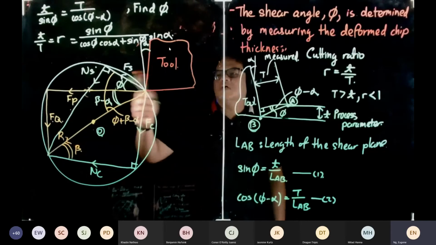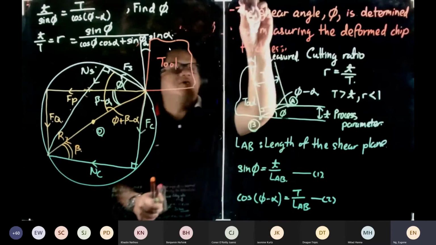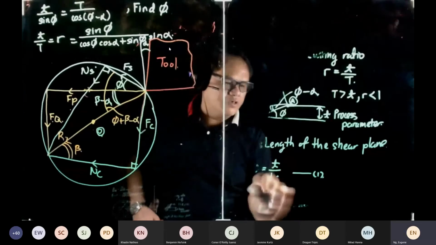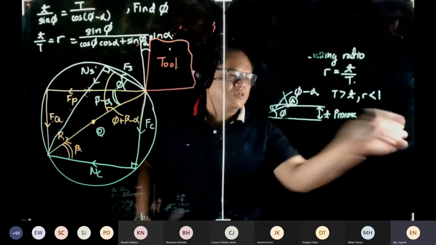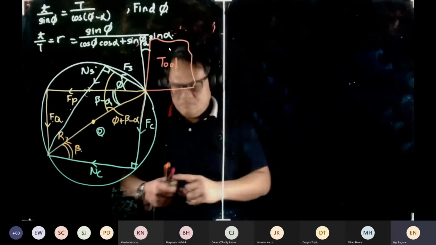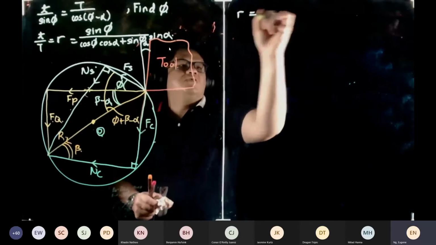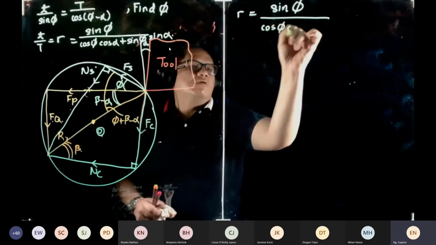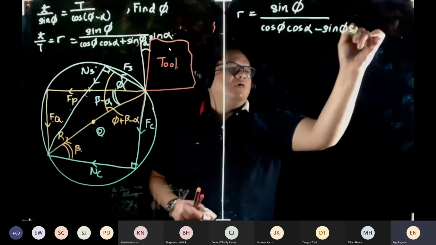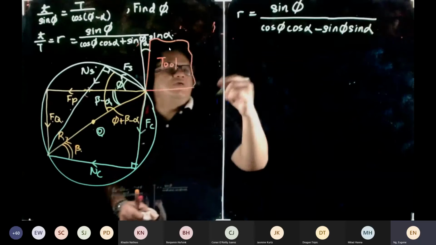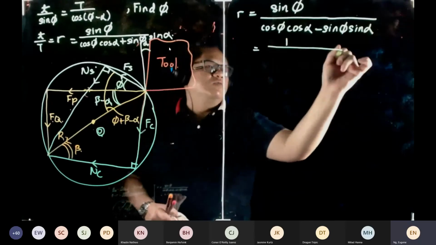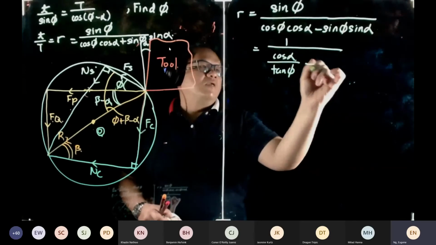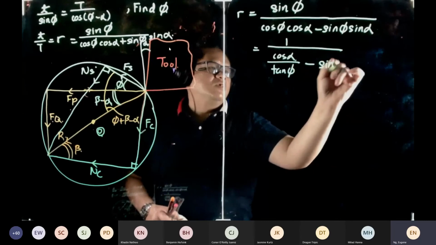So from here, we are going to do some rearrangement with that term over there. I do apologize, I'll write the equation again, maybe some of you can't see. So you have r is equal to sine pi over cos pi cos alpha minus sine pi sine alpha. Okay. So when you divide this by sine pi, this will be 1 over cos alpha over tangent pi minus sine alpha.